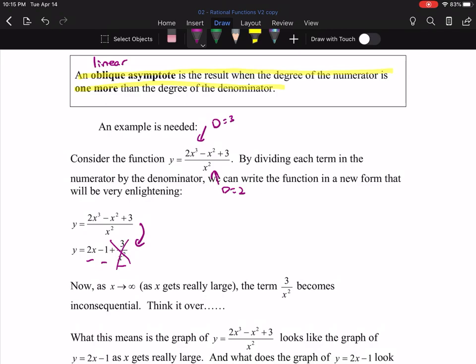The idea being is I've written the function in a new form that I can look at and analyze and say for large x values, what's going to happen? For large x values, the function 2x cubed minus x squared plus 3 over x squared will look a lot like the graph of y equals 2x minus 1.